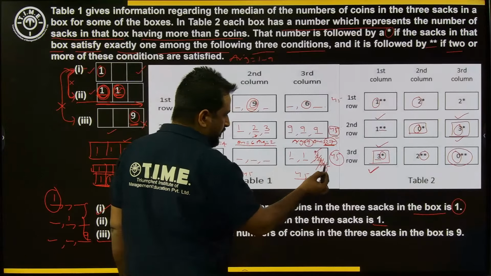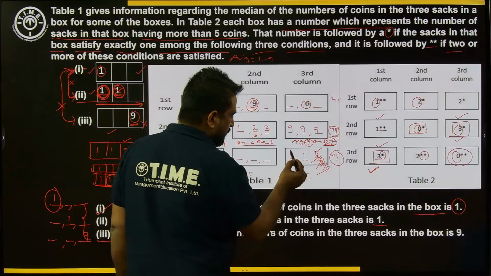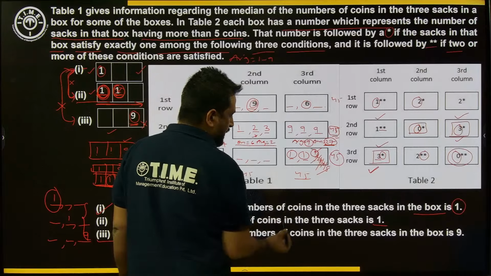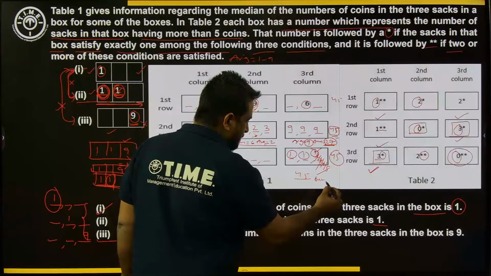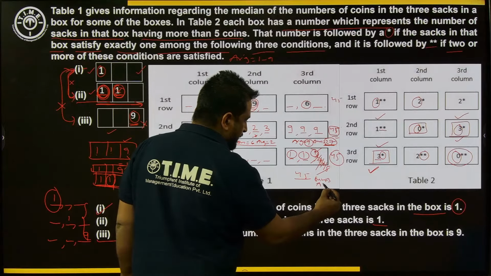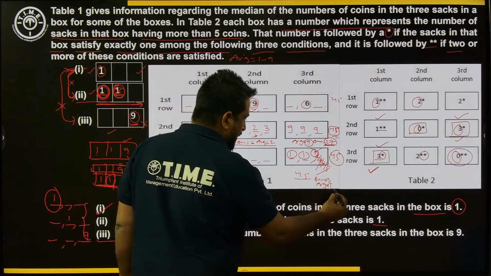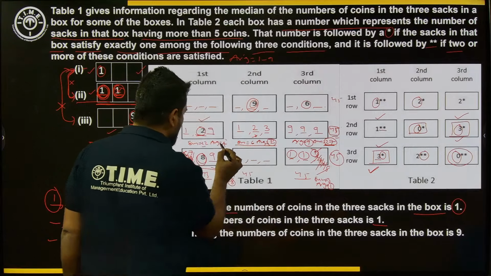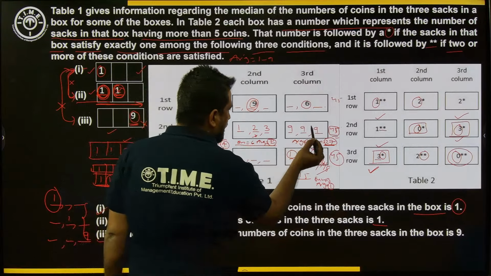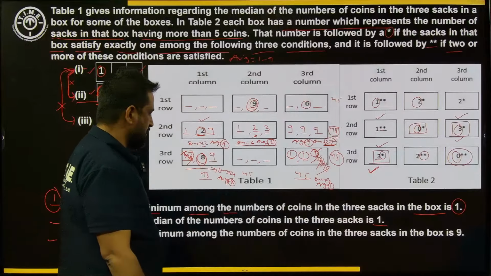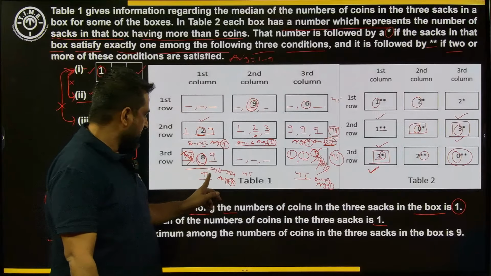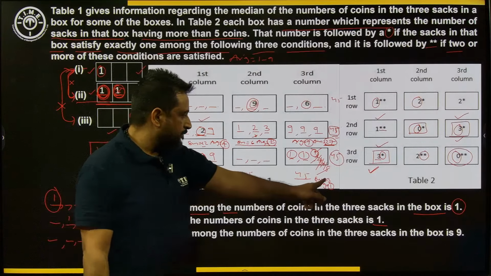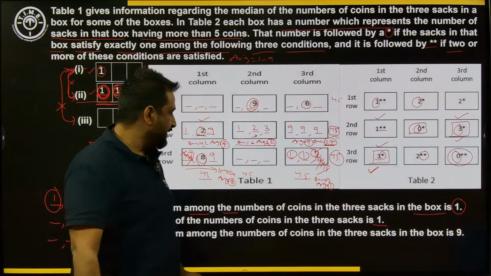4 won't work. 1, 1, 5, sum is 7, doesn't work. So it should be 1, 1, 1. If it is 1, 1, 1, sum is 3 and average is 1. So average 1, average 2, average 4, average 8 and average 9 are completed. Now observe carefully here. Sum 24 and sum 3 are completed. So total sum 27 is over.